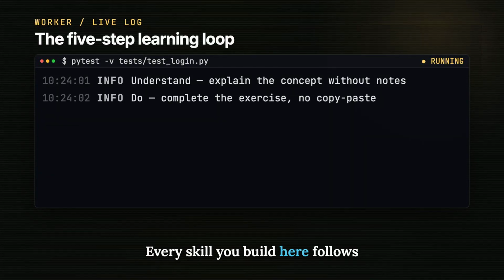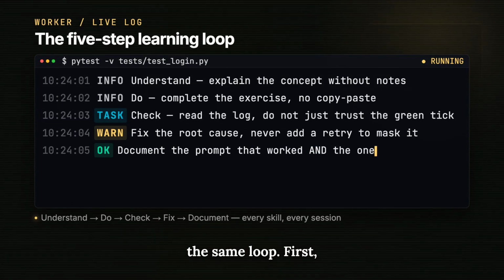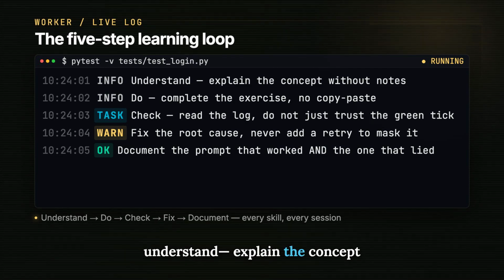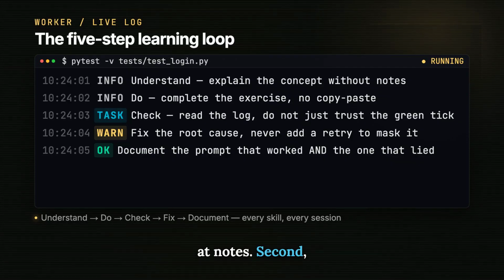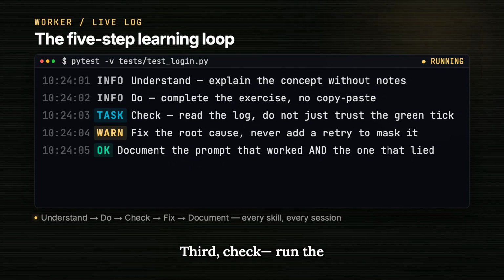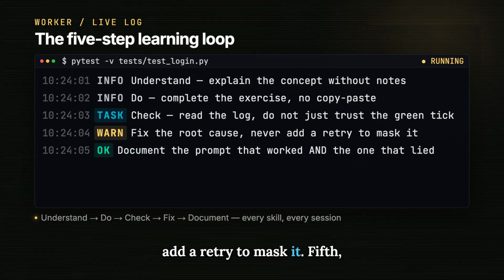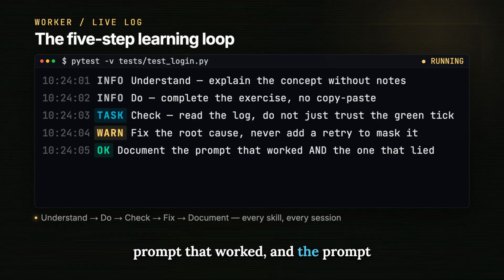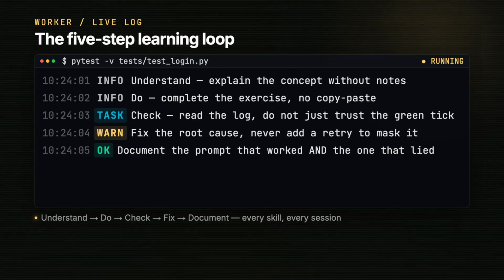Every skill you build here follows the same loop. First, understand: explain the concept in your own words without looking at notes. Second, do the exercise without copy-pasting. Third, check: run the test and read the log. Do not just glance at the green check mark. Fourth, fix the root cause, never add a retry to mask it. Fifth, document the decision, the prompt that worked, and the prompt that lied to you.